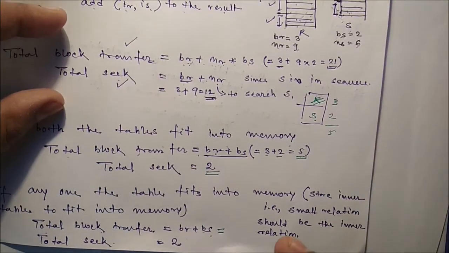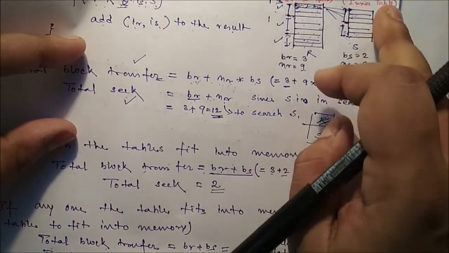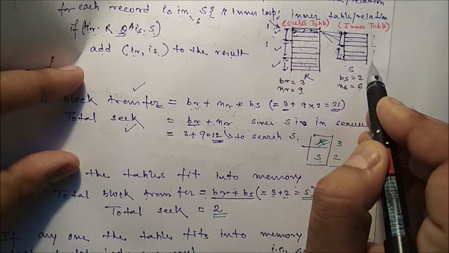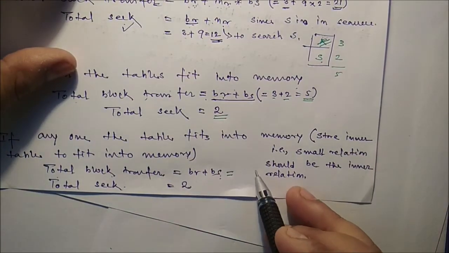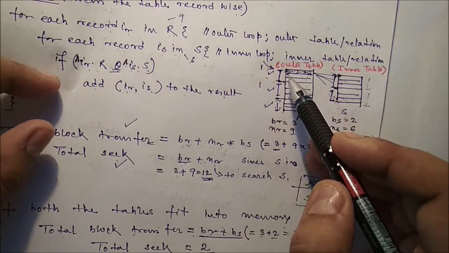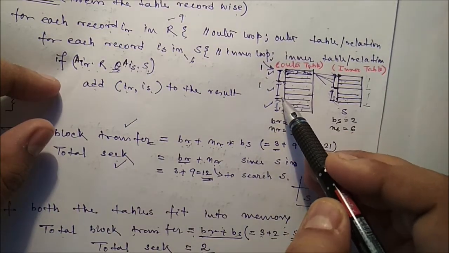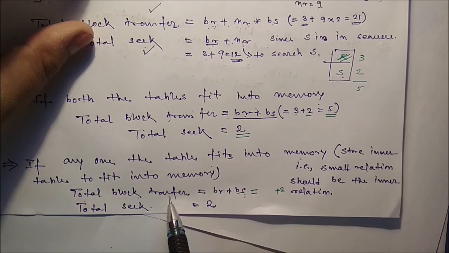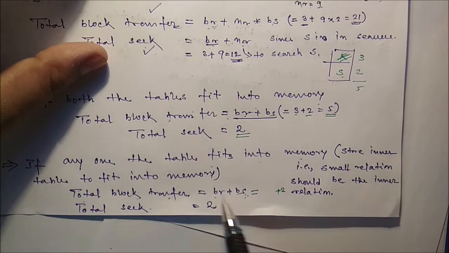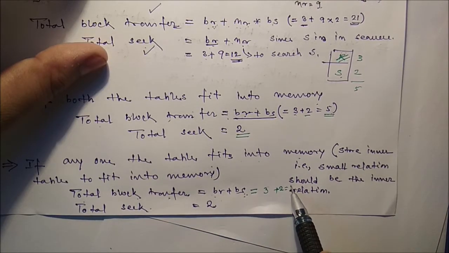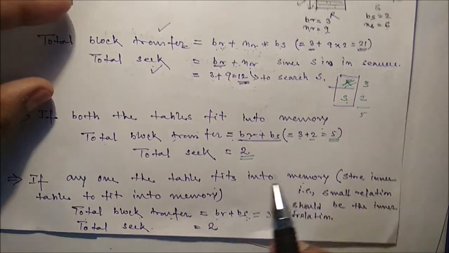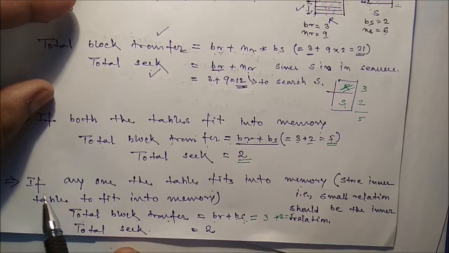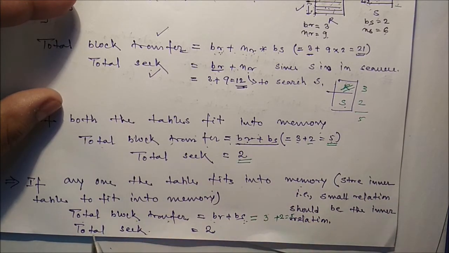Are you getting this one? Here the primary memory can hold the inner table, so we have to transfer this block as well as this block. That is 2 times BS, plus we have to transfer these blocks of R, so 1 plus 2 plus 3. If any one of the table fits in the memory, the total block transfer will be BR plus BS, where BR is 3, so 3 plus 2 is 5. So if both tables fit into the memory, the total block transfer is 5, and if any one of the tables fits into the memory, the total block transfer is also 5.